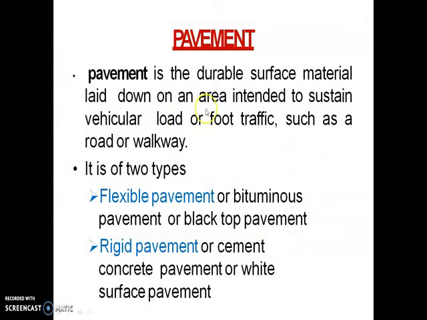Students, now we have to go for third unit, design of flexible and rigid pavements. First, we have to see what is in the pavements. Durable surface material laid down on an area intended to sustain vehicular load or traffic, such as a roadway or walkway. We can classify into two types. One is flexible pavements, another one is rigid pavements.